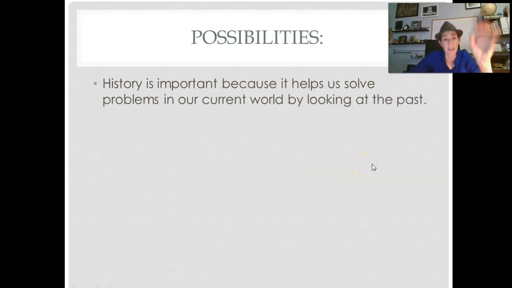Now, I want to come back to this simple one because I want to show you how we can make this one better, kick it up a notch, right? So history is important because it helps us solve problems in our current world by looking at the past. This statement is a bit vague. We could be talking about any problems. Where in our current world? What about the past, right? You could really go anywhere with this thesis, and that is going to result in some struggle when we go to write the eventual essay because we're not going to be totally sure where we should go.